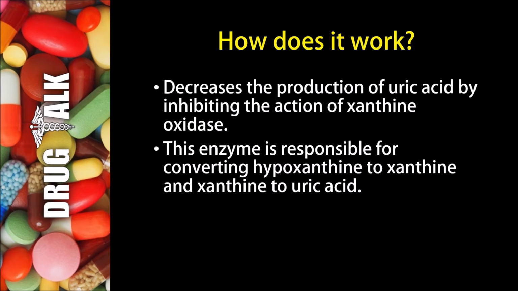So how does allopurinol work? Well, it decreases the production of uric acid by inhibiting the action of xanthine oxidase. This enzyme is responsible for converting hypoxanthine to xanthine and xanthine to uric acid.